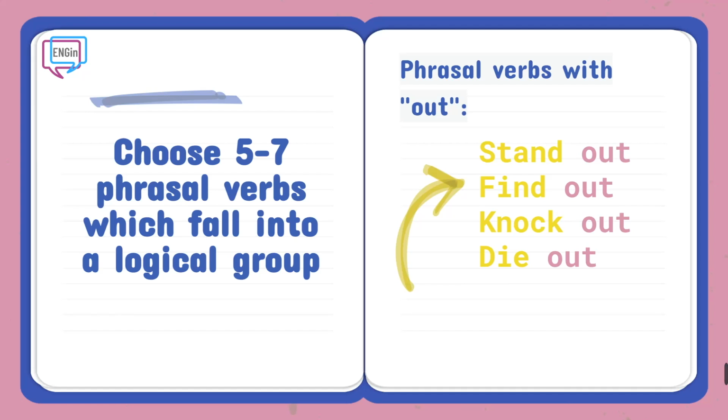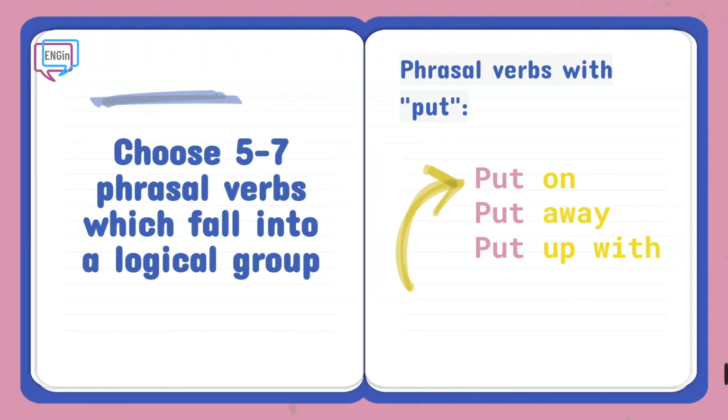One group of phrasal verbs to teach would be those with particle out. These phrasal verbs are often used in everyday English and can be useful for students to learn. Some examples of phrasal verbs with out are to find out, to stand out, to knock out, to die out.